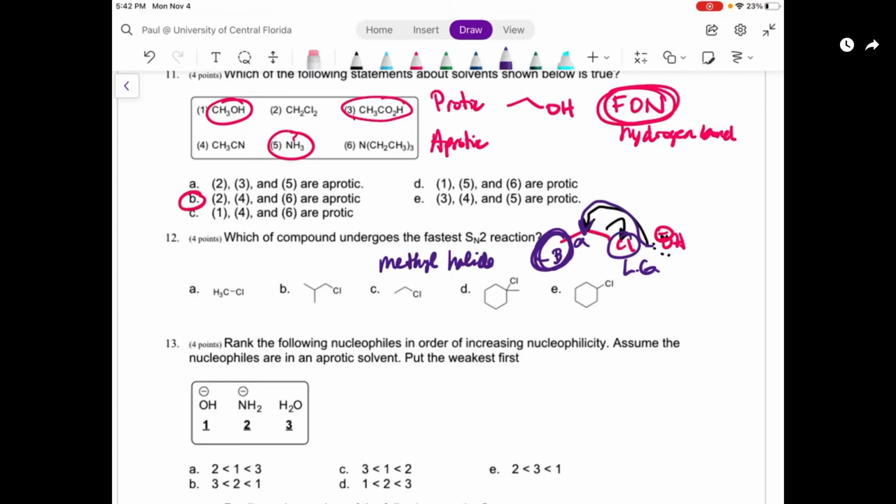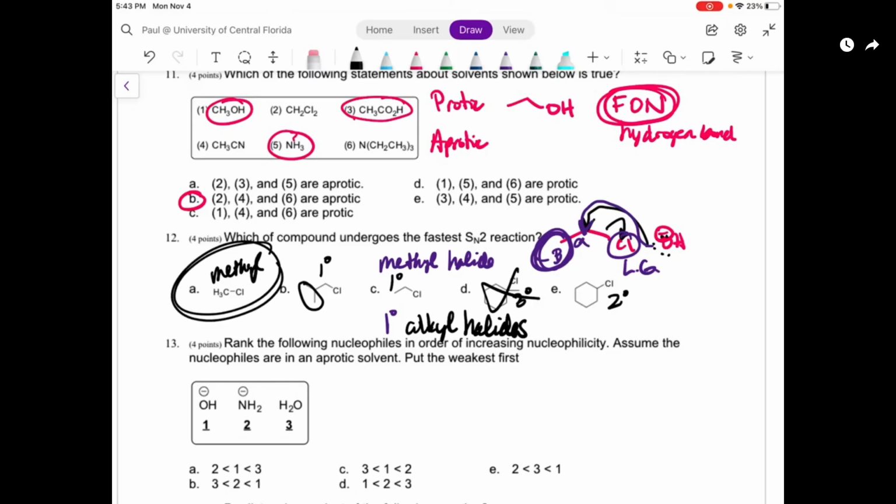That's the fastest, and then primary alkyl halides. Okay, so there's a methyl halide right there. That's primary, but with a bulky beta group. That's primary. This one's tertiary, so that cannot undergo SN2. That is secondary, and it can undergo SN2. And so what's the best one? The methyl, because it has the least steric bulk to it.